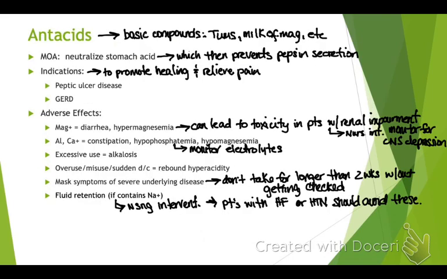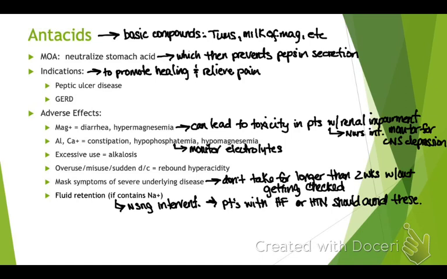So antacids. We start with antacids, which are basic compounds like your Tums, your milk of magnesia, those kinds of things. The mechanism of action, the way they work, is that they're going to neutralize your stomach acid, which then prevents pepsin secretion. Pepsin is secreted due to the release of your hydrochloric acid. So if you're neutralizing the stomach acid, then you're preventing the pepsin from being secreted.